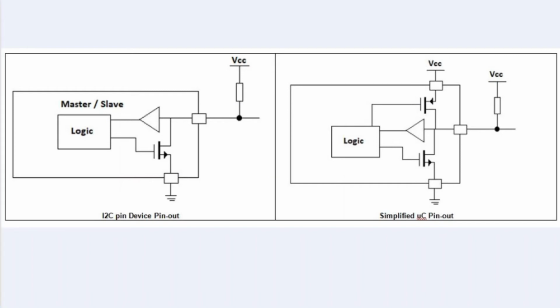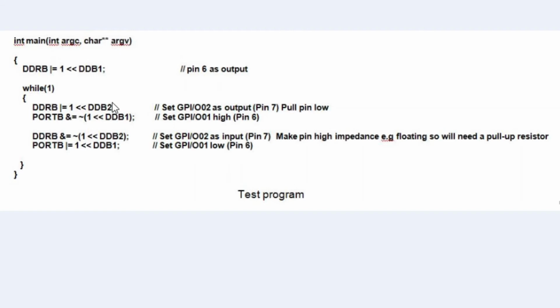And the way we go around it is, instead of going pin high, pin low, we have a bit of test code. And if you look at the test code, we're setting pin 6 as an output. And then in this loop, we are setting pin 7 as an output, and that will pull the pin low. And we're setting pin 6 high, so that will go high. Then we are setting port 2 or pin 7 as an input, and that will make the pin high impedance, and so it will pull up via the resistor and go high. And then here we're setting the pin low. So if you monitor those two pins when this program runs, you should see an inversion going on, and I'll show you that now.